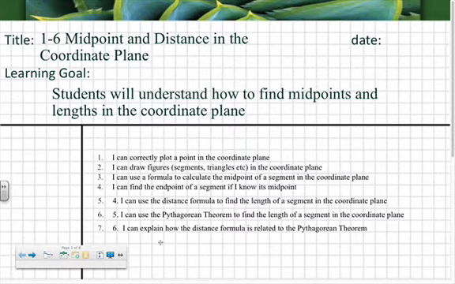And then I want you to be able to explain how the distance formula and the Pythagorean theorem are related to one another. You don't have to write down the success criteria right here in your notes, but you do need to write down the title, the learning goal, and make sure you put the date in as well.